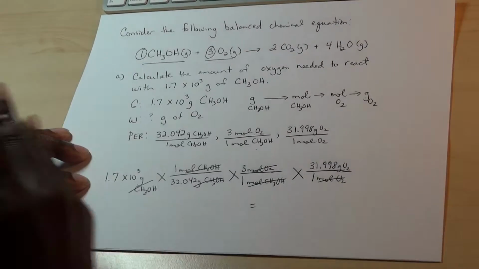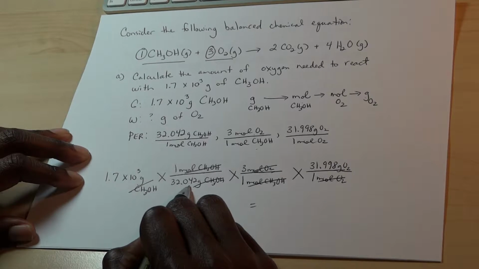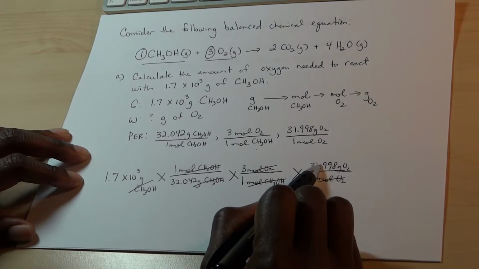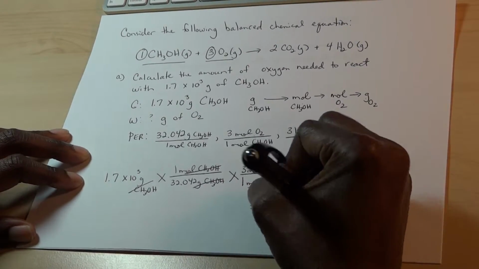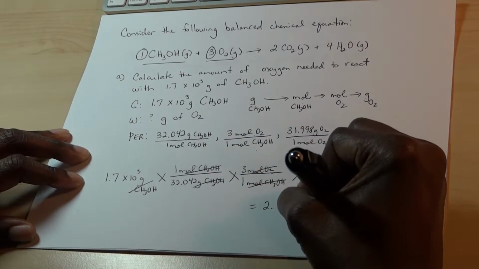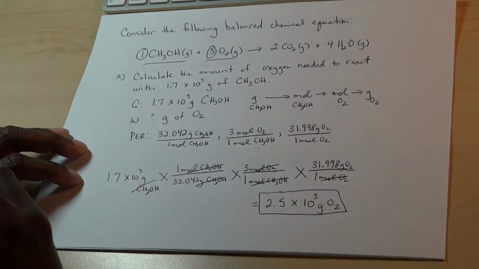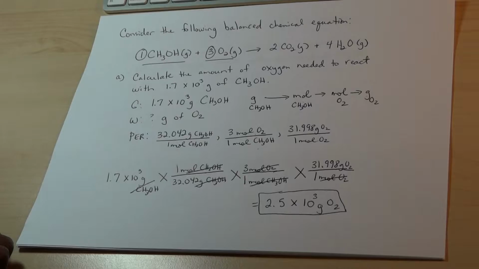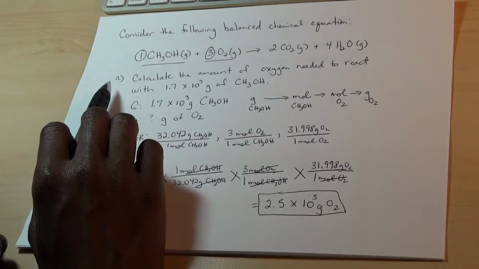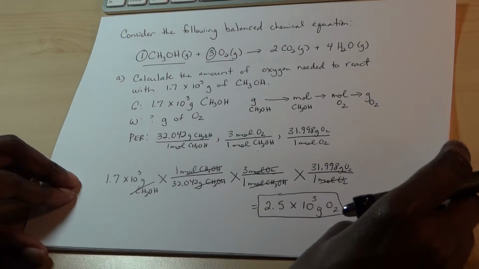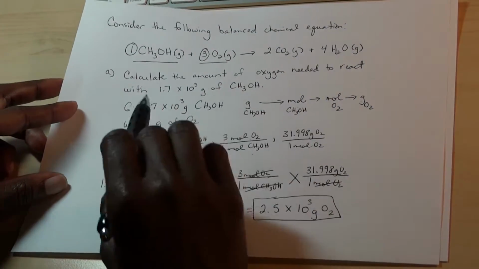Then we take 1.7 times 10 to the third divided by 32.042, times 3, times 31.998, and we get 2.5 times 10 to the third grams of oxygen. 2 sig figs, because there were 2 sig figs in the given. So that's a standard stoichiometry problem, and that was part A. We're going to do one more, sticking with the same balanced equation.